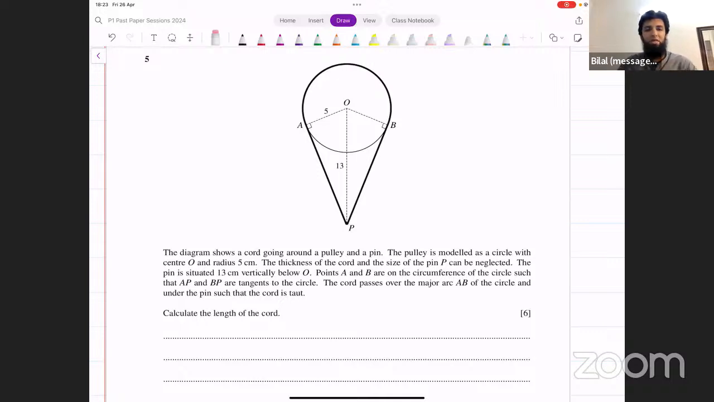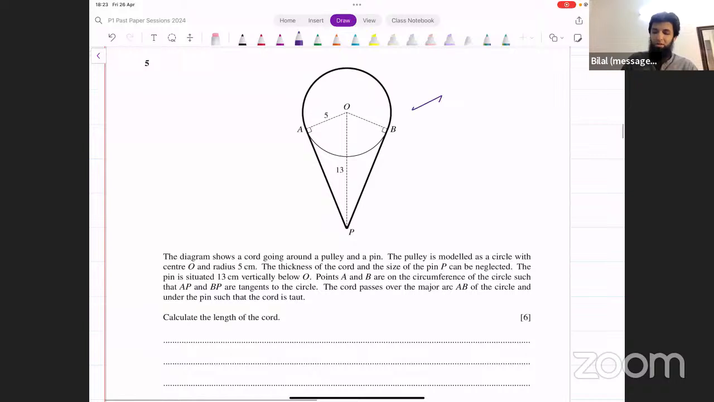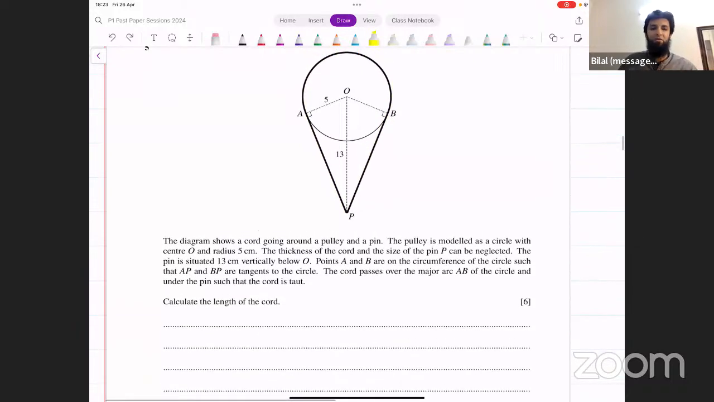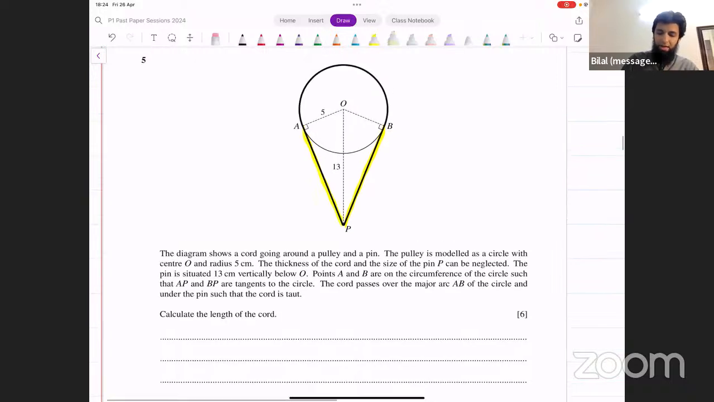Okay, so all the information is given here in the diagram. You just have to find the length of all of this region. Okay, length of this, basically the perimeter of this whole shape. That's basically 3 lengths: PB, AP, and this arc length. You just add all of these up, and that will give you the length of the whole cord.